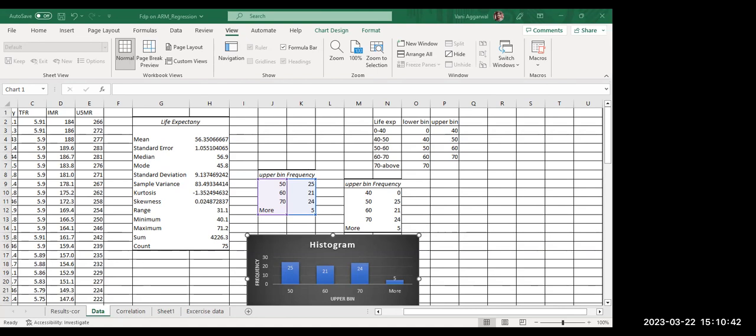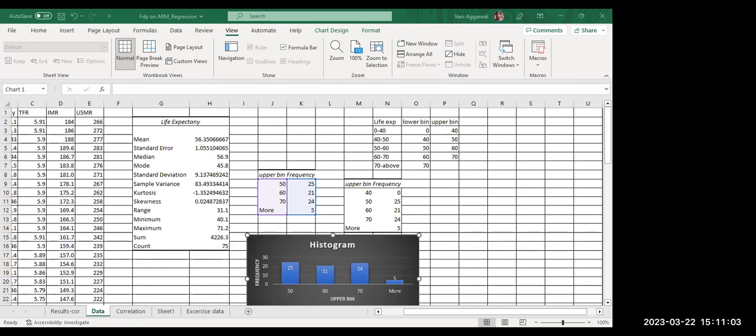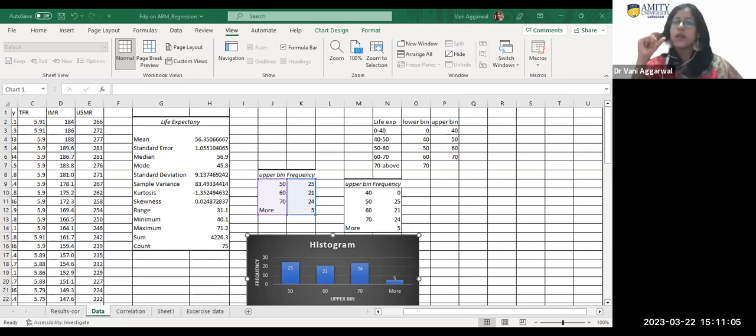Ma'am, for selecting the bin range and input range, how should we go about that? What is input range and what is bin range? Okay, so input range is your variable range, like infant mortality rate if you are taking. So select the IMR range, in the column of the IMR, from data.